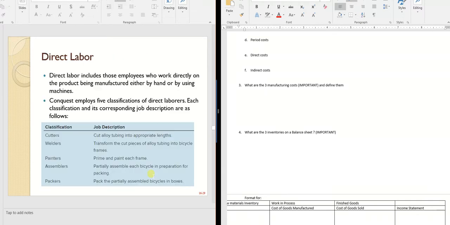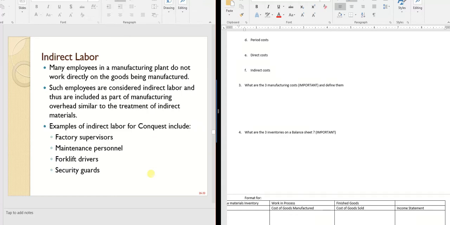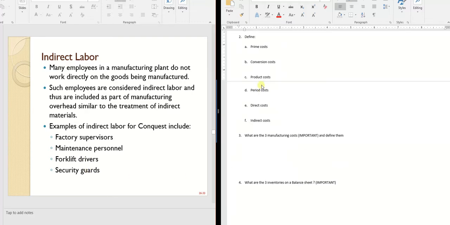Okay, so you can read through those. Direct labor. So these just kind of give you some examples of direct labor. You can read through those, and you'll read through them in your book. And then indirect labor are people who don't touch the product, but they're part of the plant. So factory supervisors, maintenance personnel, etc. So notice up here, you've already got the definition of product costs and period costs.